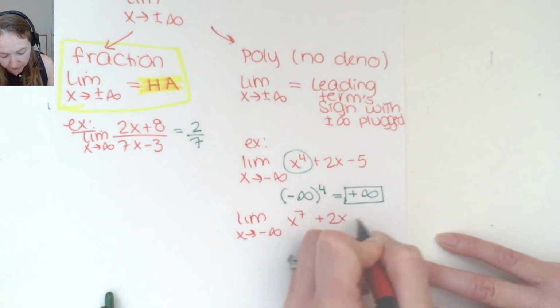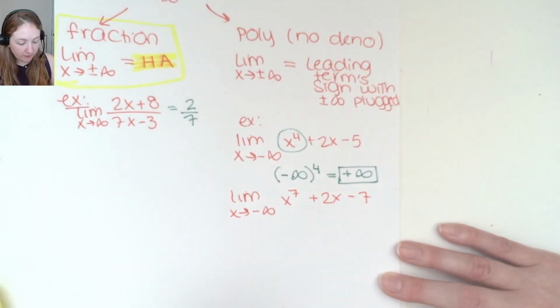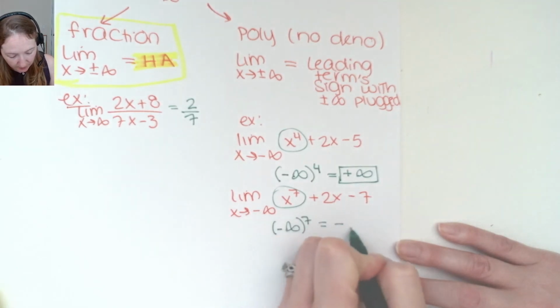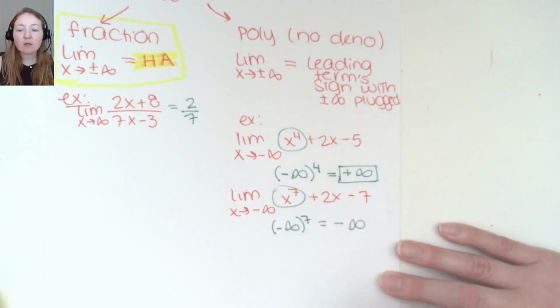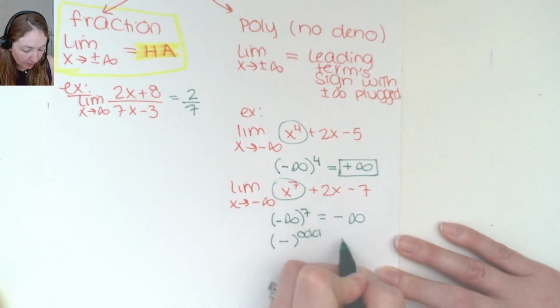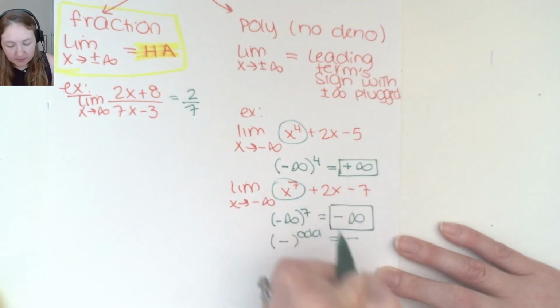Now, in comparison, if you have the limit as x goes to negative infinity of x to the seventh plus 2x minus 7, in that case, you're just going to look at this leading term, plug in the negative infinity to the seventh, and you end up with a negative. The reason why you end up with a negative, again, is because a negative to an odd power is always negative. So this would evaluate as negative infinity.